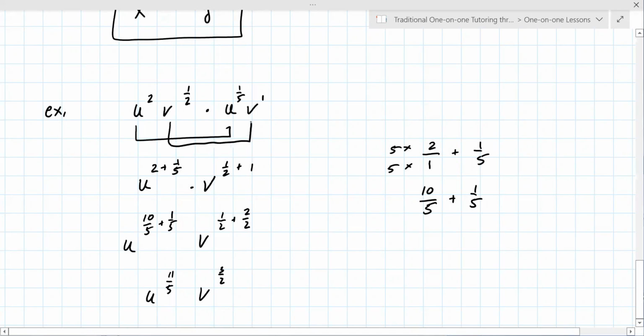Any questions for me on this example before I have you try one here? No. Okay. All right. So let's do b to the 1/3, a to the 1/5 times b. Can you try this one on your own, please?